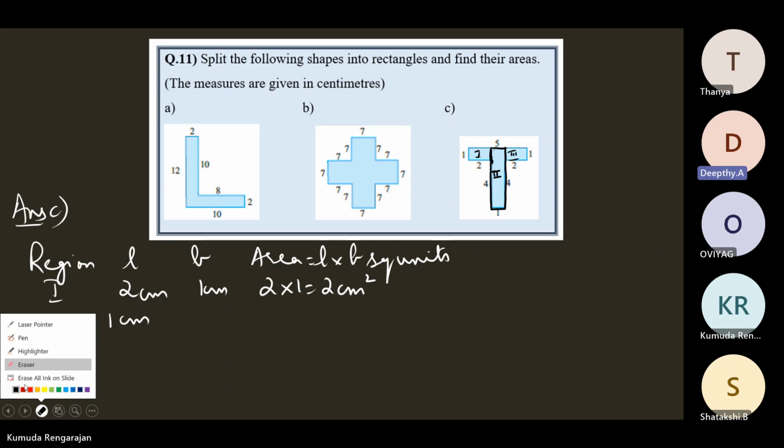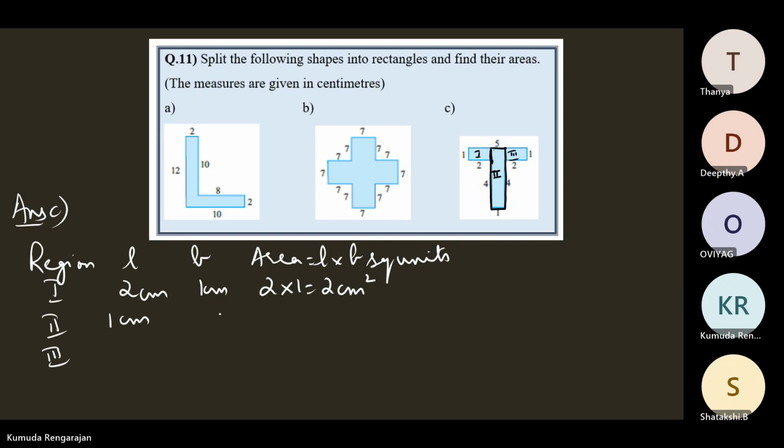Ma'am, so the area will be 4 into 1, which will be equal to 4 centimeters square. No, no. What is the breadth of the second region? Yes, ma'am, 5. Okay, breadth is 5. So what is the area? Ma'am, 5 into 1 equals 5 centimeters square.